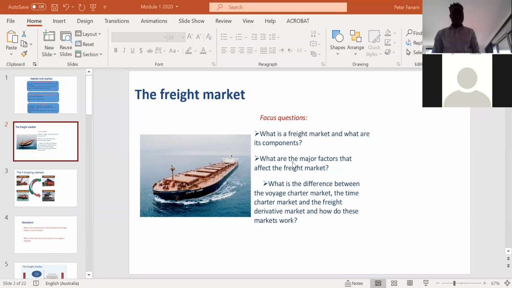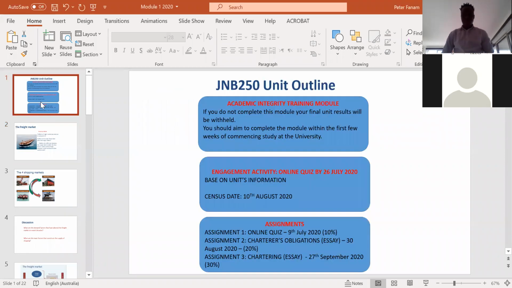All right, so we are starting, but before we start, just a few things for me to point out with regard to the units. In this unit, you have 3 assignments to do, which you see in the unit outline already. But before that, there is an academic integrity training module that you also need to do, which most of you have done in the previous semester. So that should be pretty much straightforward for all of you.